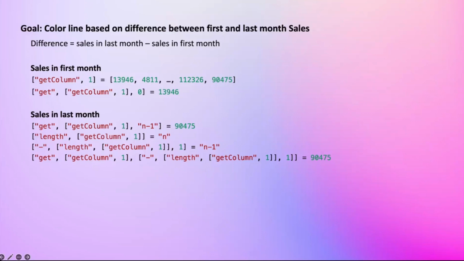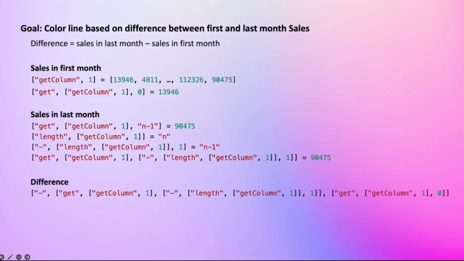And so now to put it all together into our entire difference formula, we now have sales in the last month and sales in the first month. We have to insert all of that into a subtraction operator. So once again, we're subtracting from the sales in the last month. We took that entire expression, put it into operand 1, and then sales in the first month, which is this entire expression, and put it there. So we now have this entire JSON expression that tells us what the difference is between our sales values in the first month and the last month.